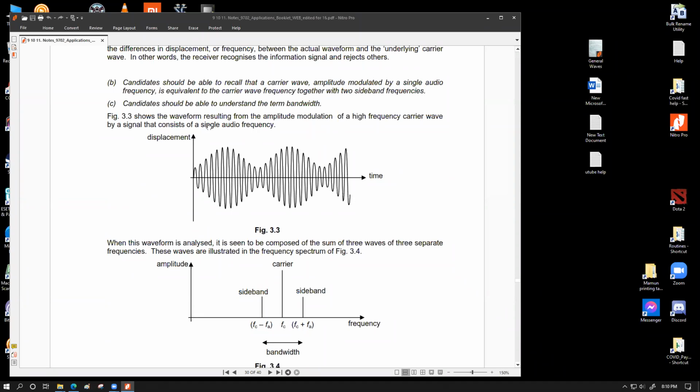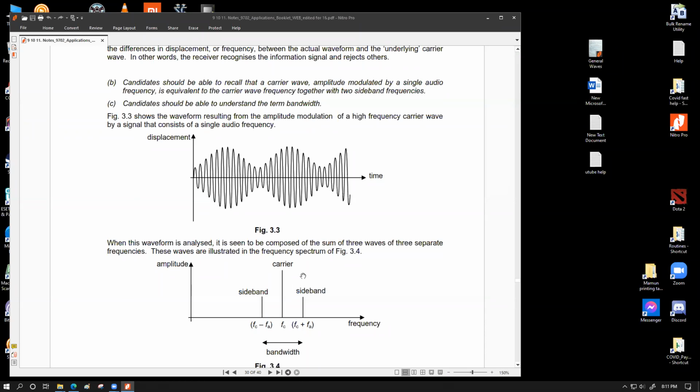Figure 3.3 shows the waveform resulting from the amplitude modulation of a high frequency carrier wave by a signal that consists of a single audio frequency. So this is an AM wave which is obtained by a single carrier wave. Then comes this magical line. When this form is analyzed, how? With what set of equations? What is the type of analysis? What kind of equipment are we going to use? Or there is some way of analyzing this wave which is not shared here, which I am not going to tell you because I didn't study it. So somehow we will analyze this wave, and that analysis will result in this.